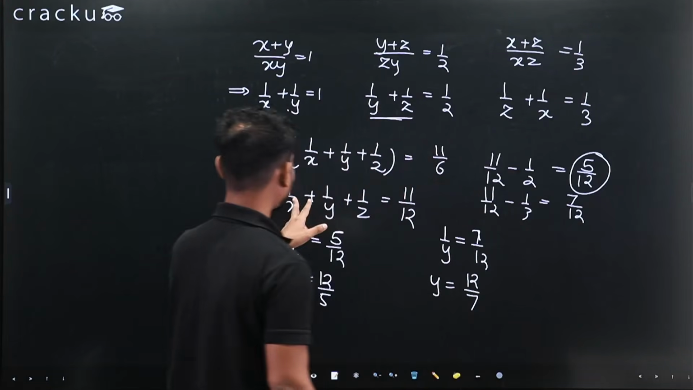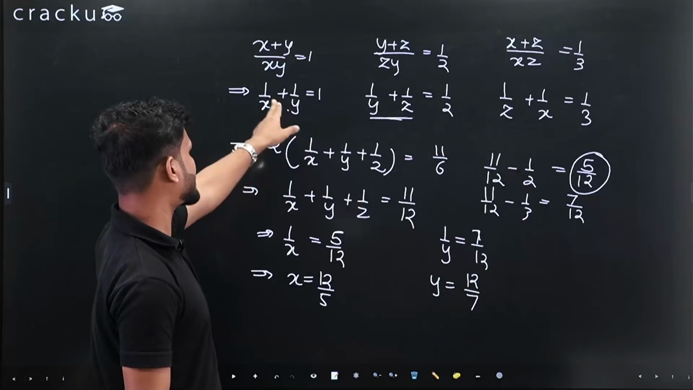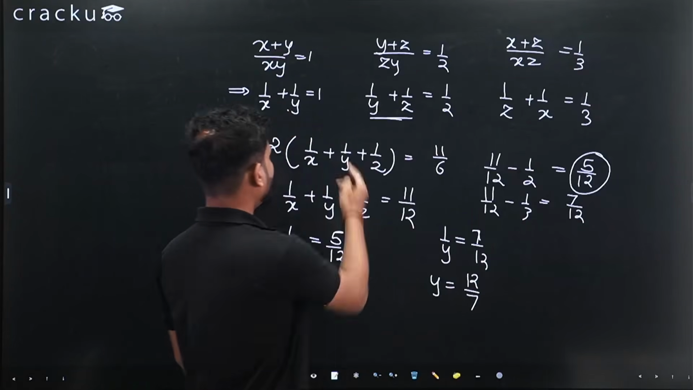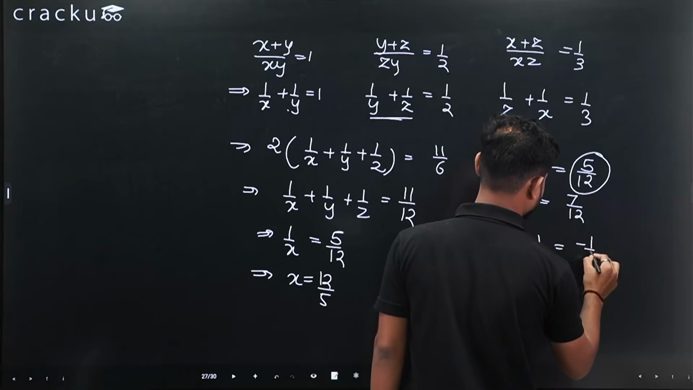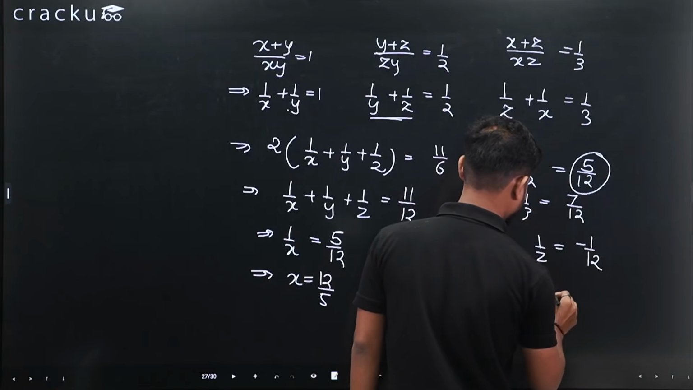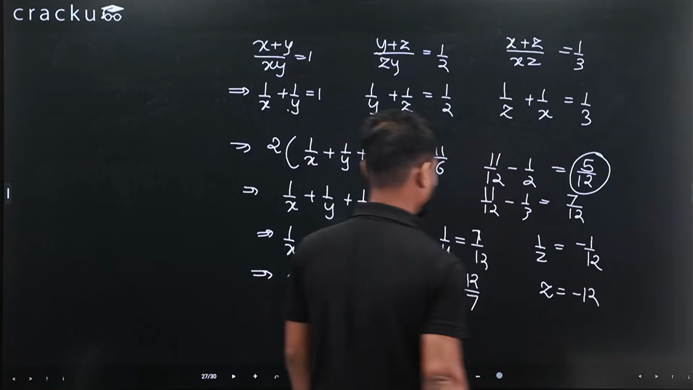Now from 1 by x plus 1 by y plus 1 by z, subtract this one, 1 by x plus 1 by y. If you subtract this, you will get 1 by z equal to minus 1 by 12, or z is equal to minus 12.